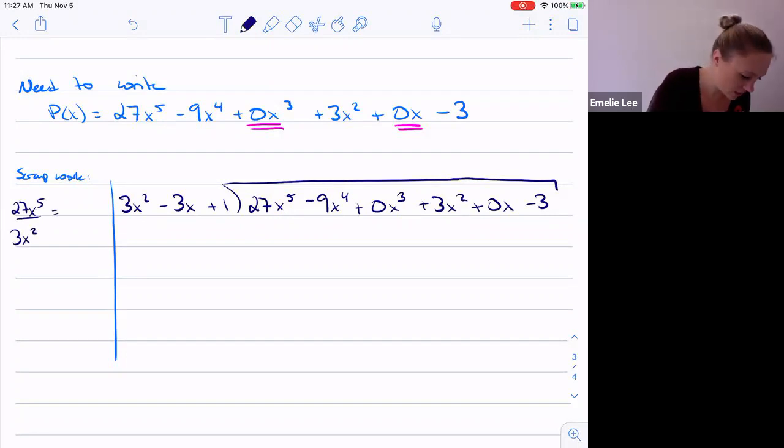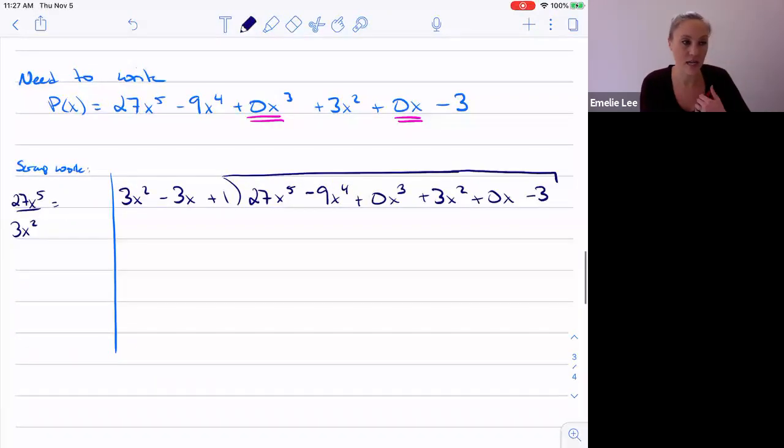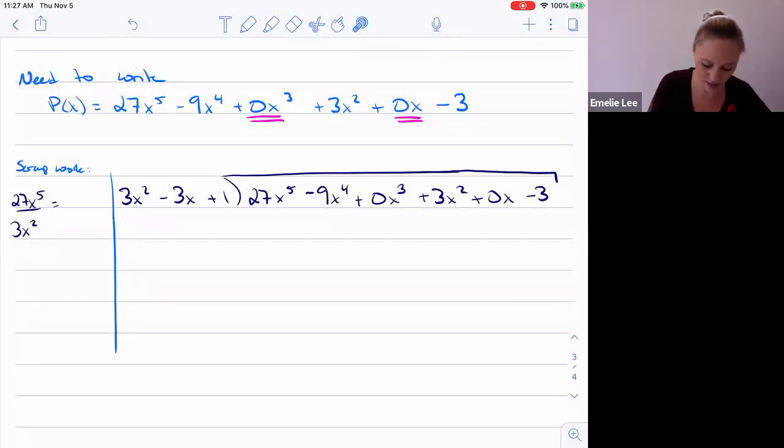27 divided by 3, I know you guys are better at math than me, but it's 9, right? So don't be afraid to use your calculator. I encourage you to use your calculator. There's no shame in using your calculator. In fact, there's more shame in doing this kind of math wrong. So just make sure you have the right number. So 9, and then x to the 5 divided by x to the 2. Remember power rules, right? So x to the 5 minus 2, because it's in the denominator. So it's x to the 3. So you get 9x to the 3. So up above this term here, I'm going to write 9x to the 3.